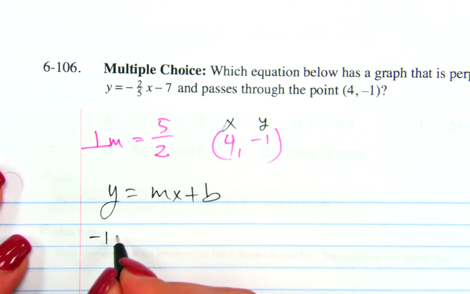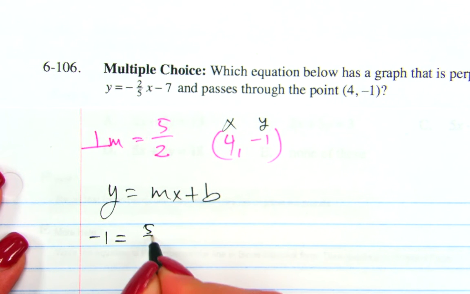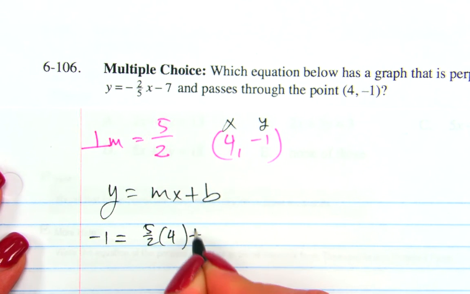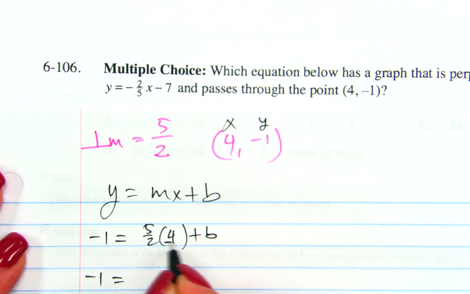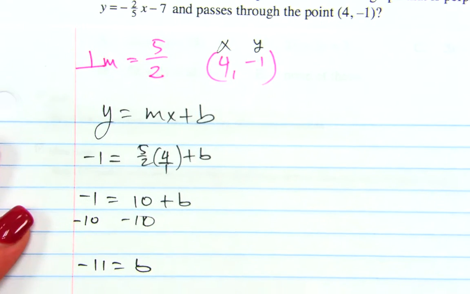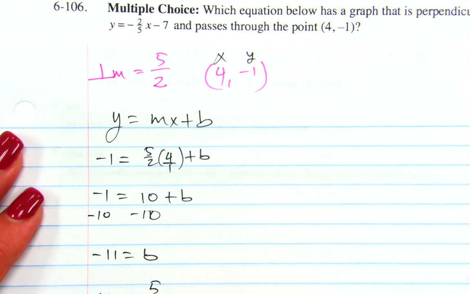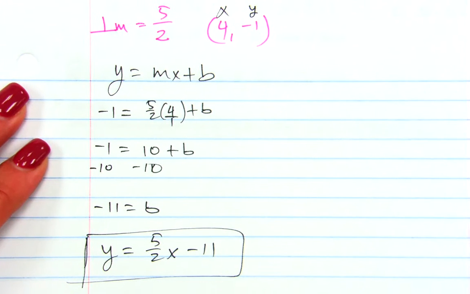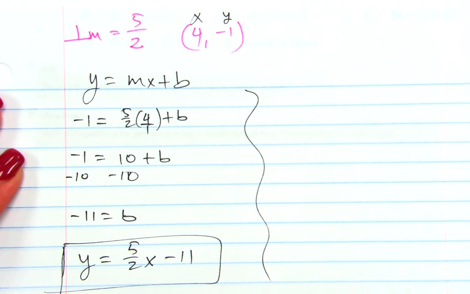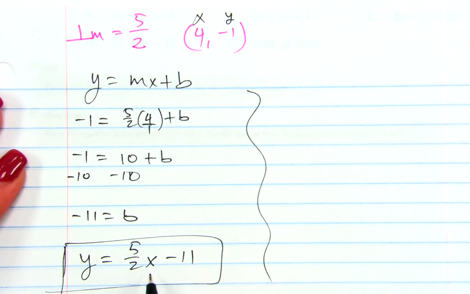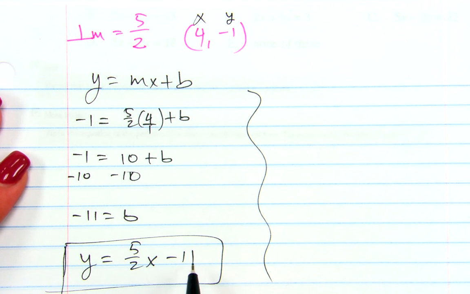Let's see, y is negative 1, your slope is 5 over 2, your x value is 4, you plug it in, negative 1 is equal to, put it over 1, this is a 10, minus the 10 on both sides, so you get negative 11 is equal to b. Okay, so your new line is going to be y equals 5 over 2x minus 11. Okay, this is your perpendicular line. The question is, which one from A through D is actually the same thing as 5 over 2x minus 11?